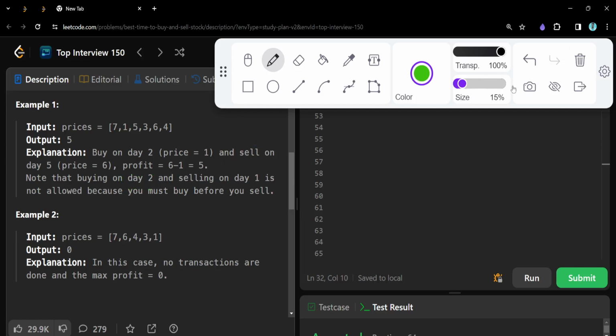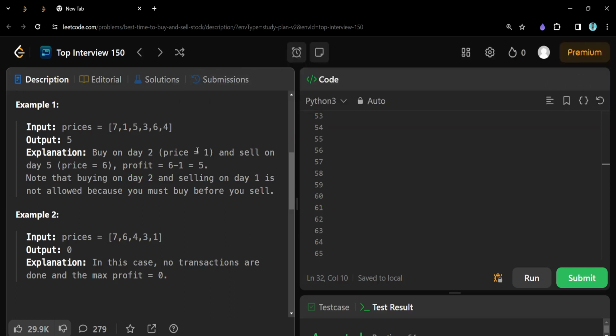So let's see how we can approach this problem. So we will be solving this with two methods. First, brute force, and then second, we will see how we can solve this using the optimal approach, right?